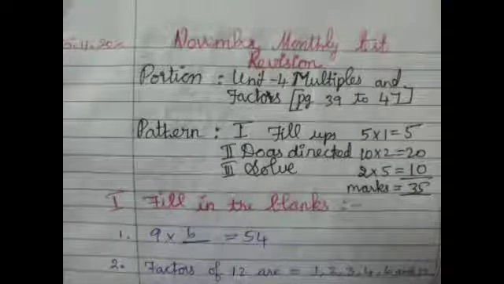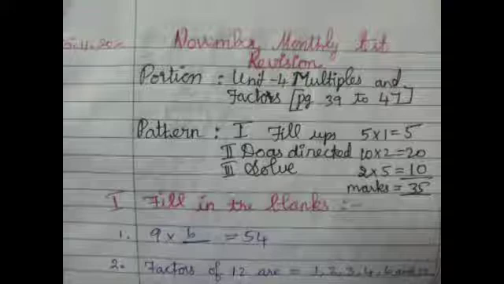Today's class we are going to write our monthly test of a number. So, we are going to do the revision in this section. The portion for this monthly test is Unit 4, multiples and factors up to LCM. The pattern is: first, fill in the blanks, 5 marks. Do as directed, 2-mark questions, 10 marks you are going to attend, that is 20 marks, and solve the word problems, 2 word problems, that is 10 marks.